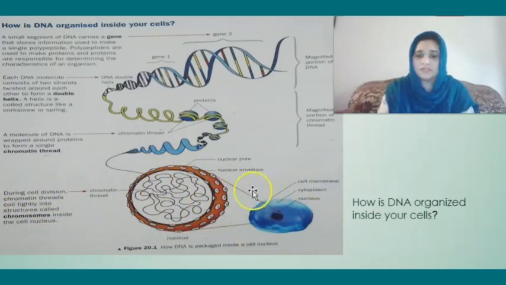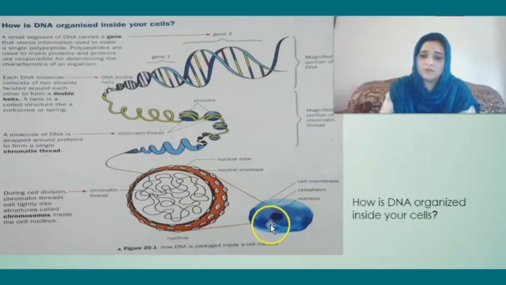So this is basically the diagram of a cell. It contains the nucleus inside the cell center. The nucleus is surrounded by a double membrane called the nuclear membrane or nuclear envelope. The nuclear envelope contains nuclear pores. So here is the nucleus shown in the center of the cell, with the cytoplasm and cell membrane. So this is how the DNA is organized inside your cells.